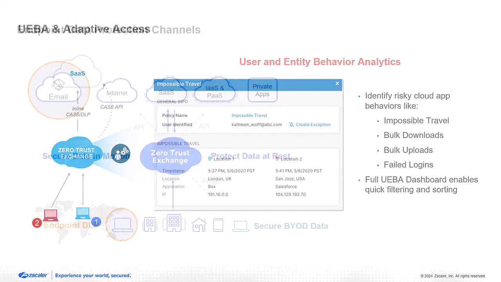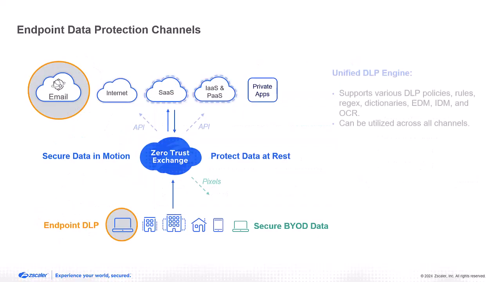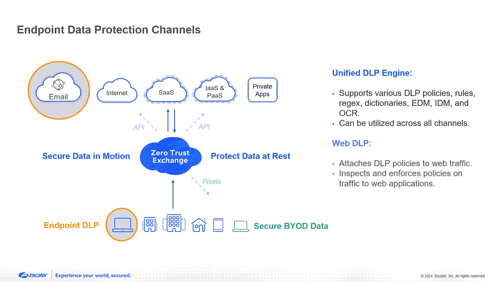So now you have gone through all kinds of DLP policies, rules, regex, dictionaries, EDM, IDM, OCR. Now, the huge benefit here is that when you build your data protection constructs with all kinds of DLP features, our DLP engine is a unified engine that can be utilized across all channels, right? So as I walked you through all these data loss prevention policies, you can now attach them to your web DLP. And that means any traffic that is going to web applications, you are inspecting it and enforcing policy.